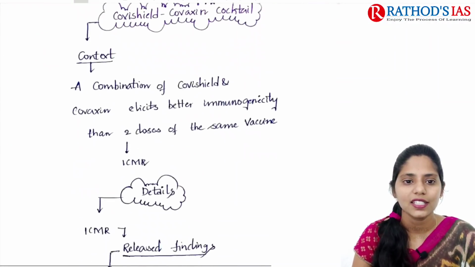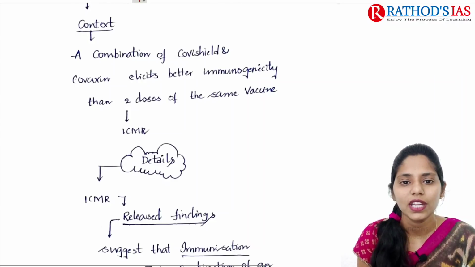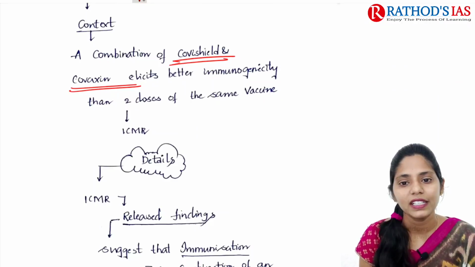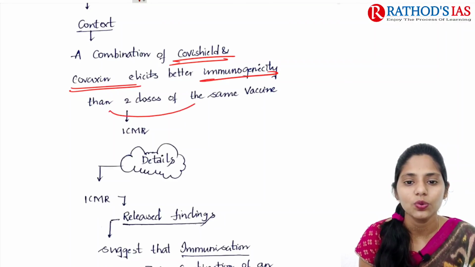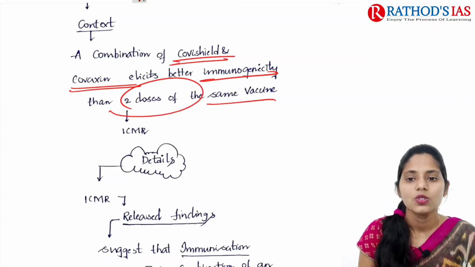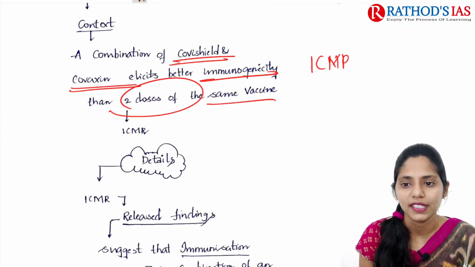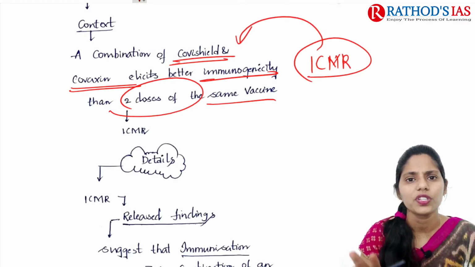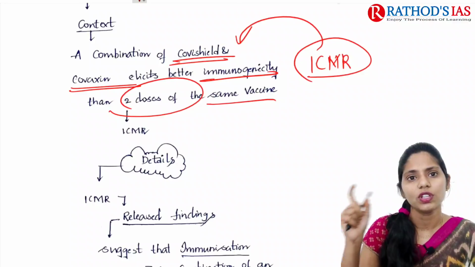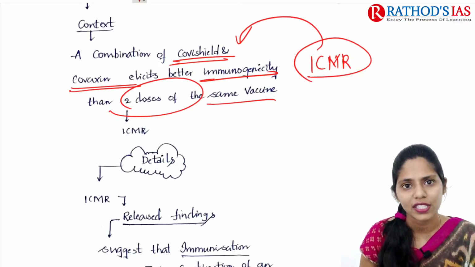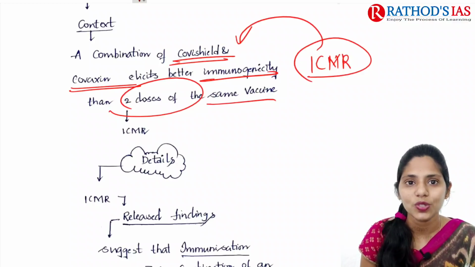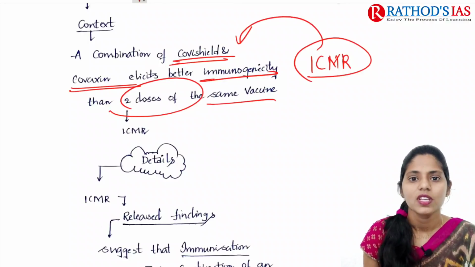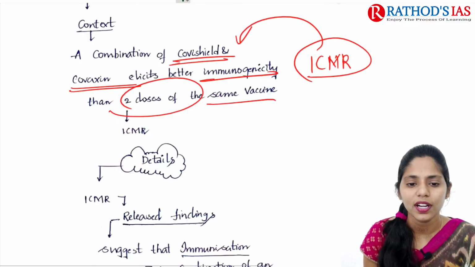If you see the context, it mainly says that the combination of Covishield and Covaxin shows better immunogenicity than taking 2 doses of the same vaccine. ICMR, the Indian Council for Medical Research, said that rather than taking 2 doses of Covishield or 2 doses of Covaxin, taking a combination of Covishield and Covaxin shows better immunogenicity. Okay, so this is according to the ICMR study. Now let us try to understand some important details.